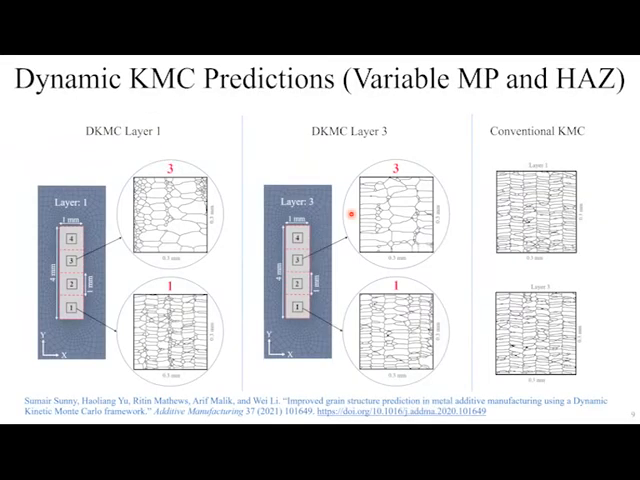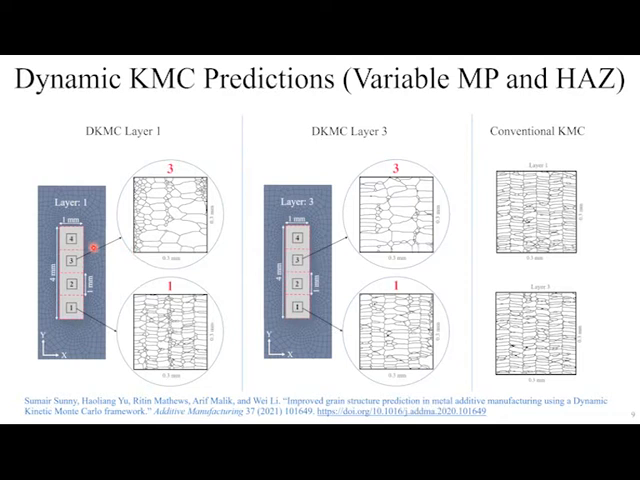All right, so now when we incorporate those transient melt pool and heat affected zone conditions into the kinetic Monte Carlo method, we now create a dynamic KMC prediction for the grain structure. So here's some grain structure predictions we did. This is for layer number one.